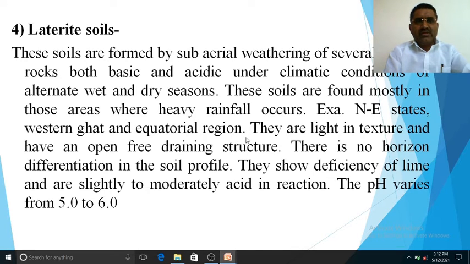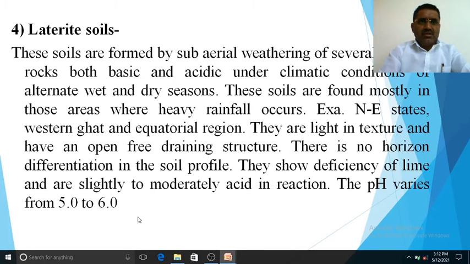Where there is a wet and dry condition in a day, that's why there is a possibility of formation of this type of soil. They are light in texture and have an open free draining structure. There is no horizon differentiation in the soil profile. They show deficiency of lime and are slightly to moderately acid in reaction. The pH varies from 5 to 6.